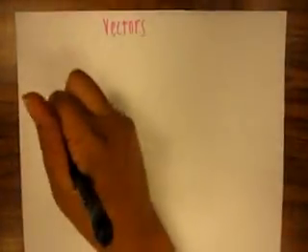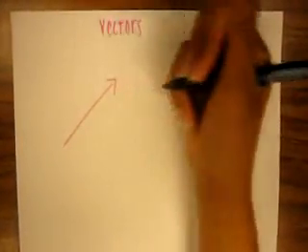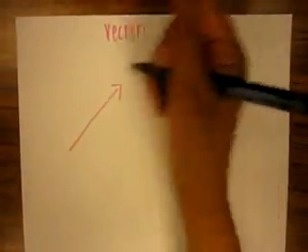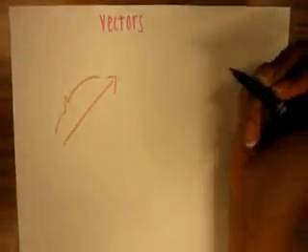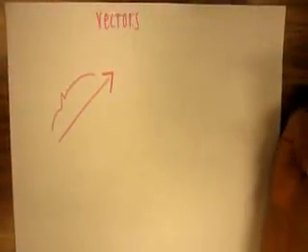Hello, today we're going to learn how to solve vector problems. First of all, a vector is a line segment that has to fulfill two requirements. The first requirement is that it has to have some sort of length, and the second requirement is that it has to go in a certain direction.